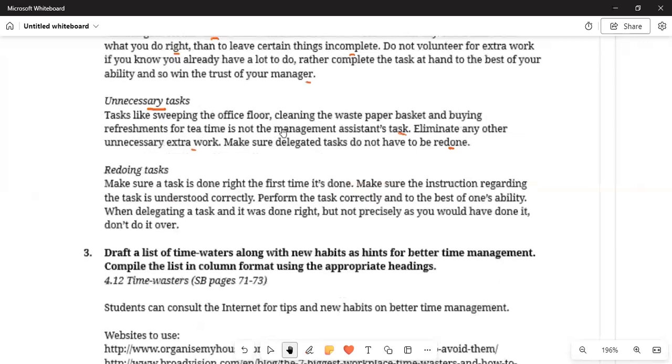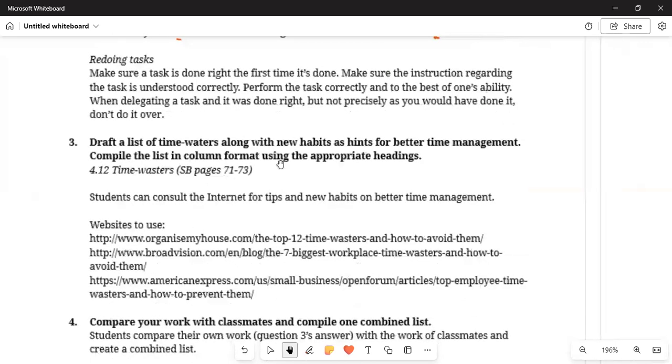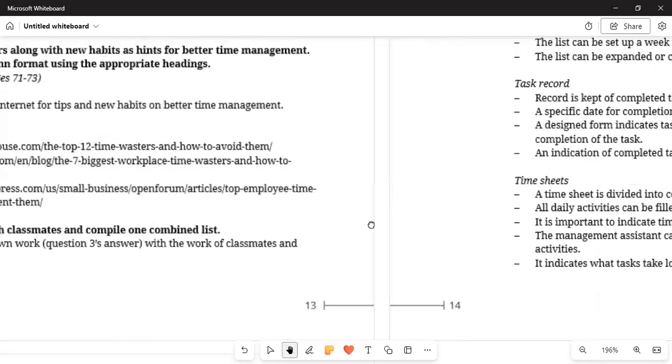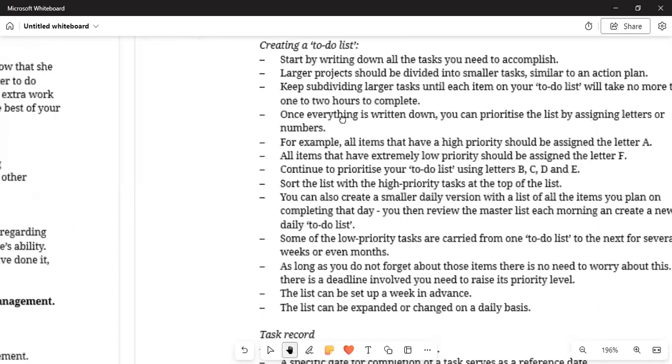And then if we are going on again, we are to talk about redoing tasks. Make sure that the right thing is done the first time, and make sure that the instruction is understood correctly and done to the best of your ability. When delegating a task and it was done right, but not precisely as you'd have done it, don't do it over.